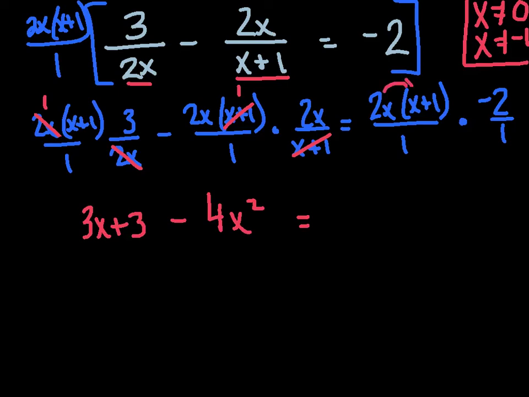I'm going to distribute the 2x first. And what that's going to do is give me 2x squared plus 2x. And then I'll distribute the -2 to get -4x squared minus 4x. Now we just got to solve it.